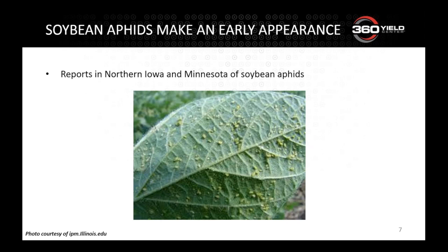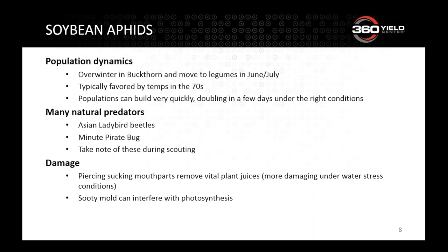The other thing I just wanted to hit on real quick is soybean aphids. I was reading an Iowa State Pest and Crop newsletter the other day, and there were reports that in northern Iowa and southern Minnesota, soybean aphids had started to make an appearance. And I thought, well, maybe it'd be a good idea to touch on that a little bit. They overwinter in buckthorn, and they typically will move into leguminous crops in late June and early July. This year it's been a little earlier than normal, not necessarily unheard of, but to start seeing them this early is a little earlier than normal.